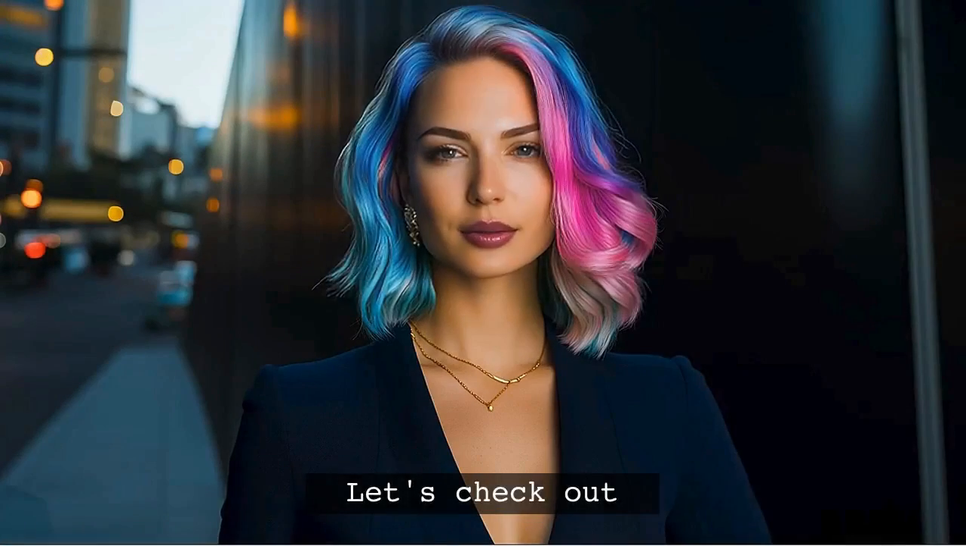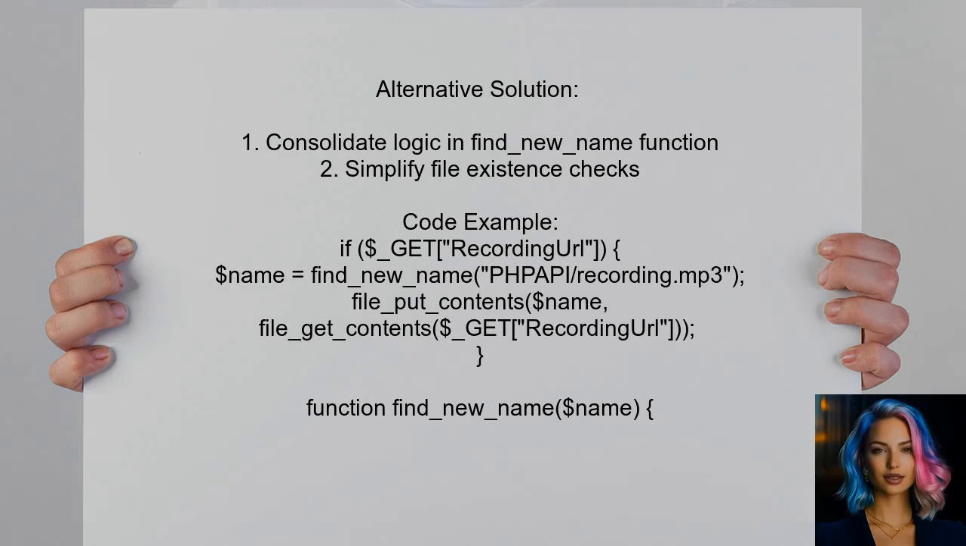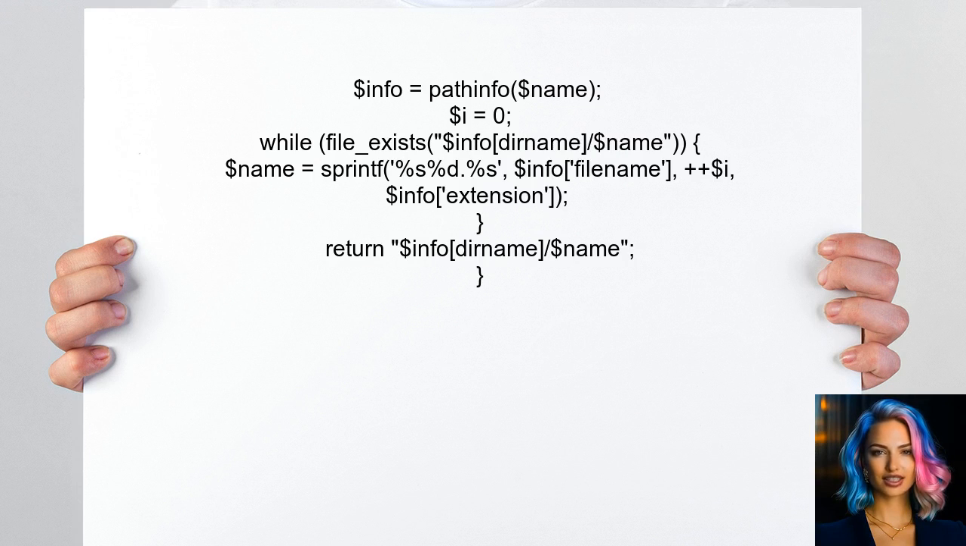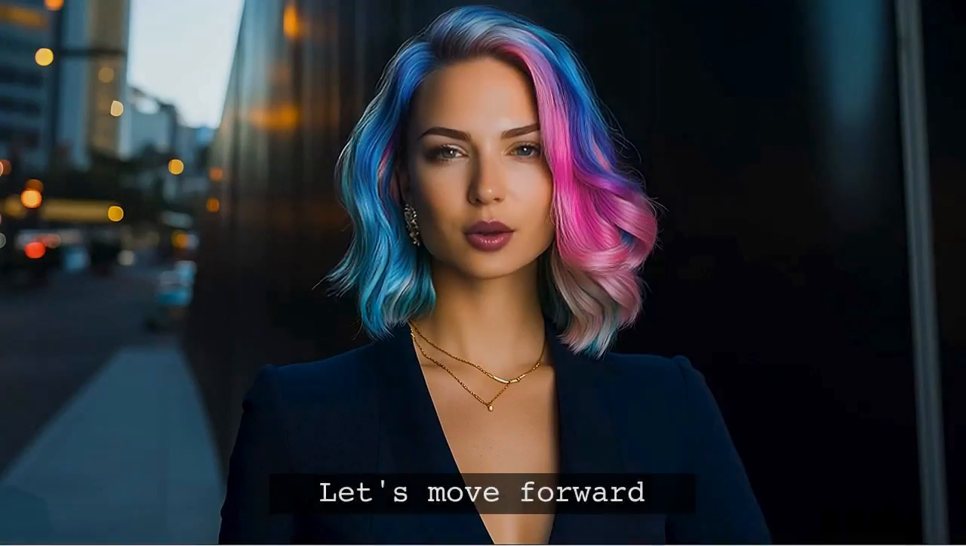Let's check out another perspective from a different user. An alternative solution suggests consolidating your logic within the find new name function. This makes your code clearer and more organized. Instead of checking for file existence in multiple places, you can handle it all in one function. Let's move forward and look at another answer.